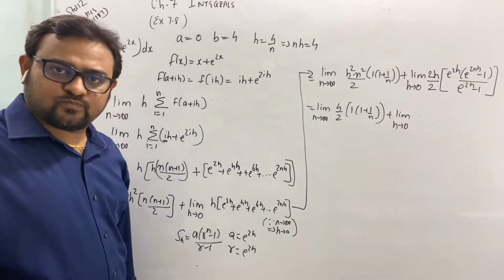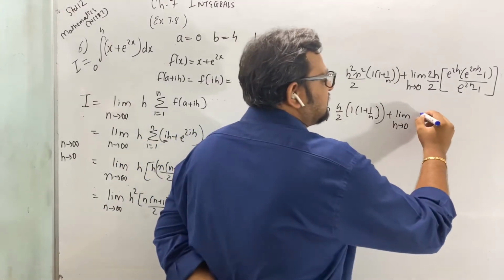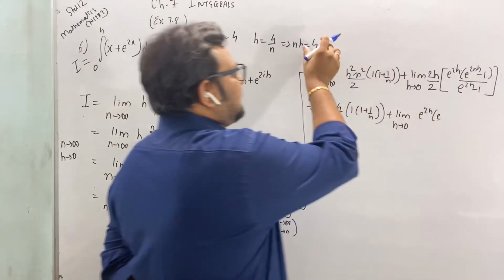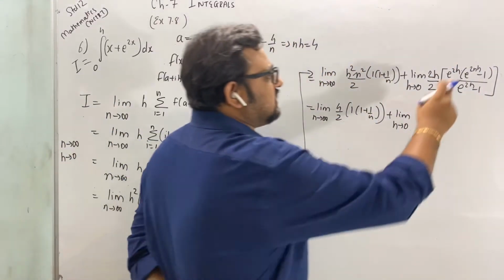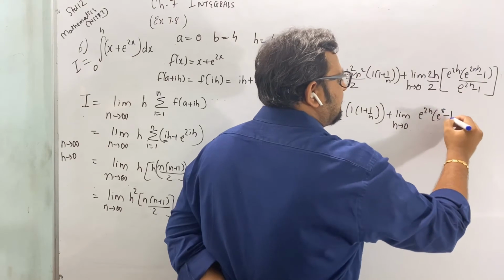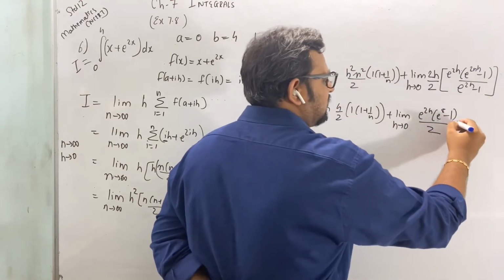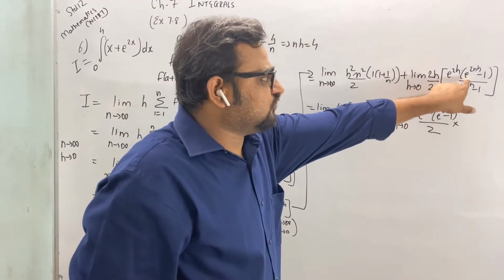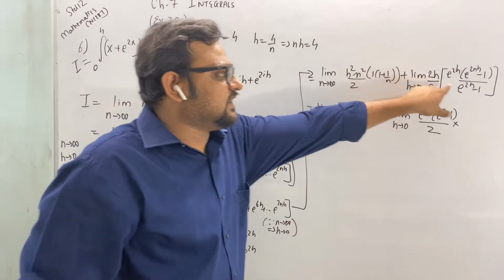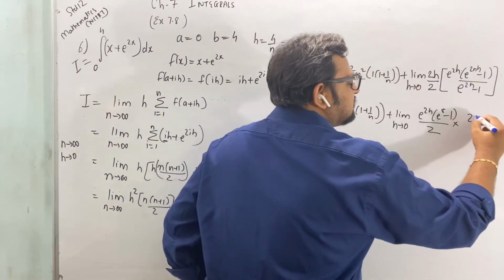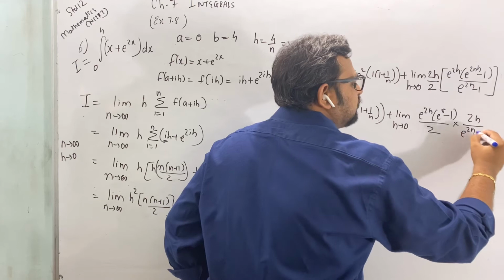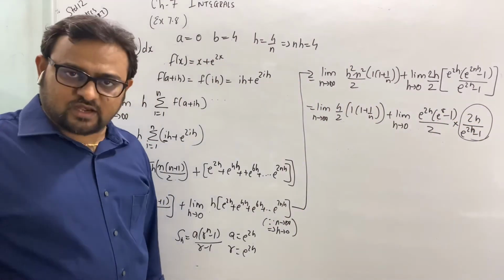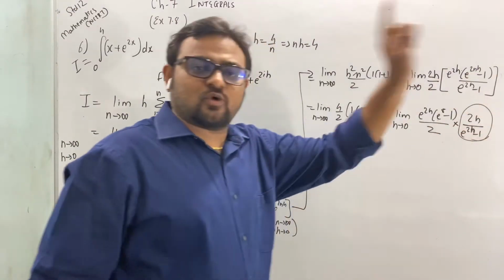divide by 2. Clear? So it's e raised to 2h, e raised to 2nh. What is nh? 4. So 4 to the 8 minus 1 upon 2 into, okay, say I have written e raised to 2h, e raised to 2 into 4, 8 minus 1 upon 2. So remaining is this 2, 2h upon e raised to 2h minus 1. This will be equal to 1. Okay, e raised to 2h minus 1 upon 2h.